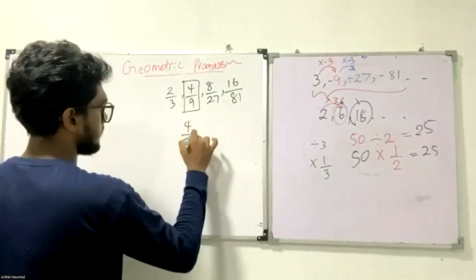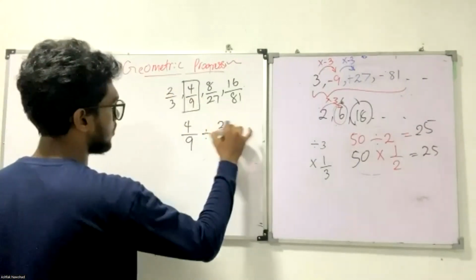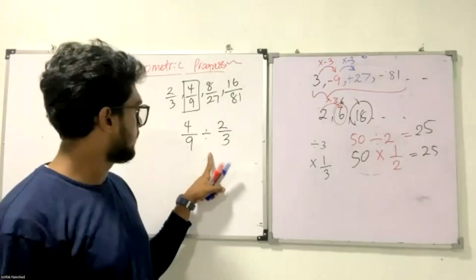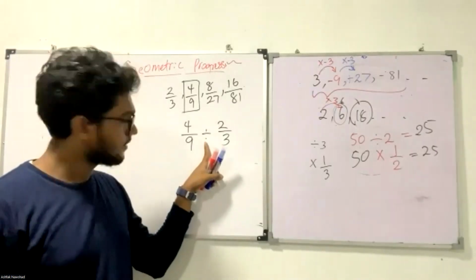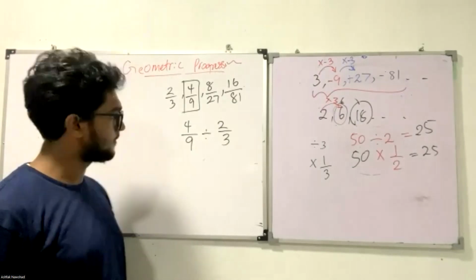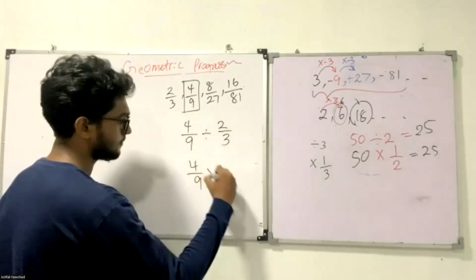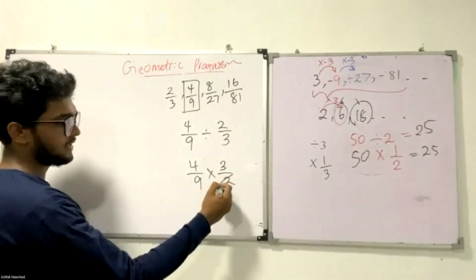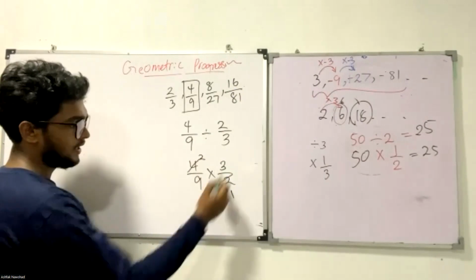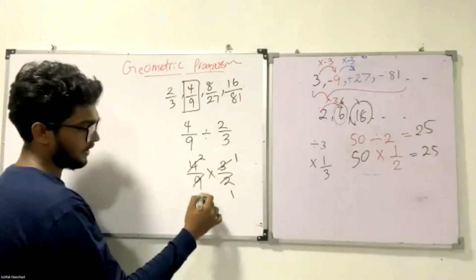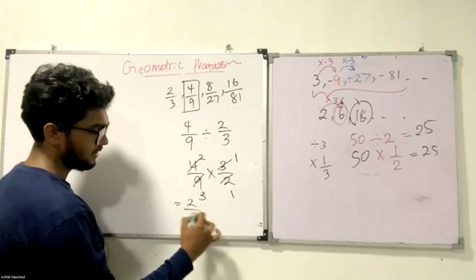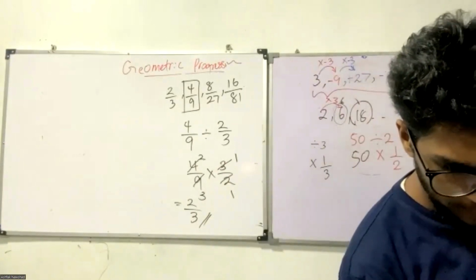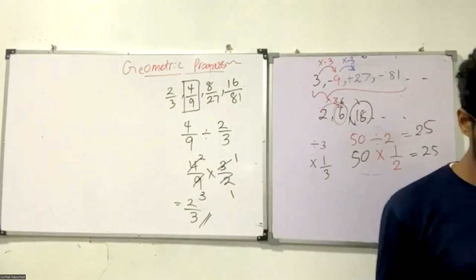4 over 9. Divide 4 over 9 by 2 over 3. This is division of fractions, you know what to do. You change the division mark and then you take the reciprocal. 4 over 9 into 3 over 2. So we can cancel: 1 here it's 2, 1 3 so 3, and 3 3s are 9. The final answer is 2 over 3. I saw many people have got 2 over 3. Yes, 2 over 3.